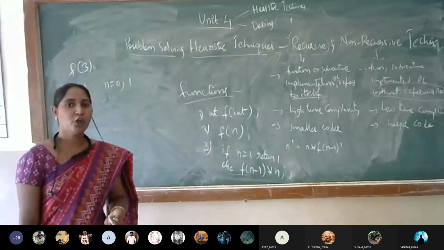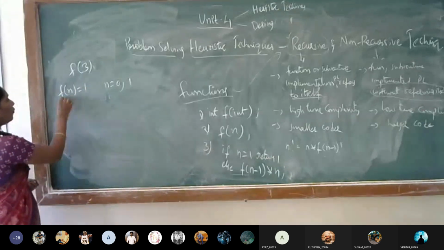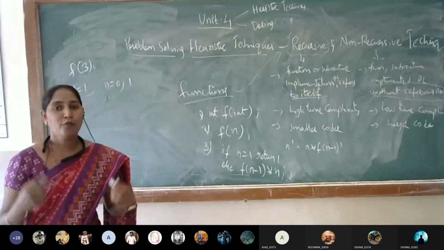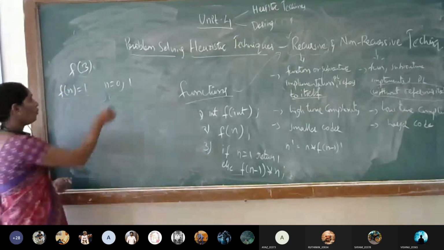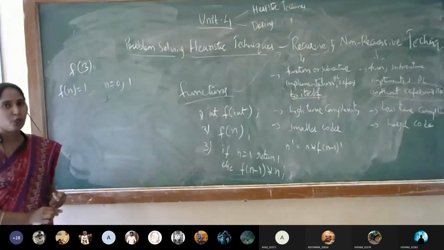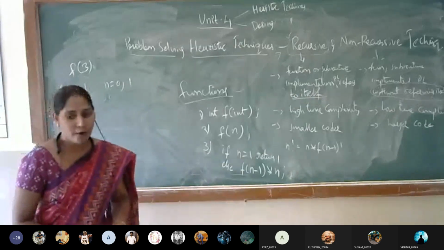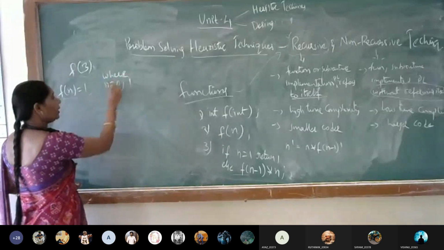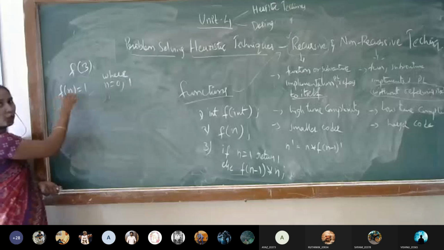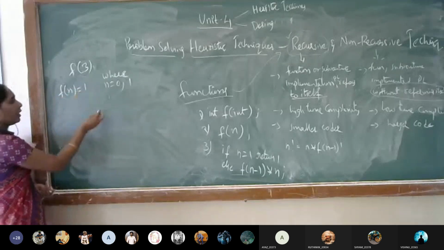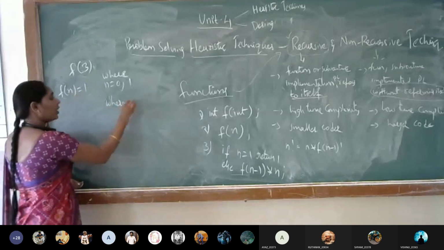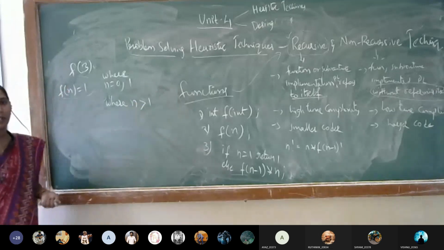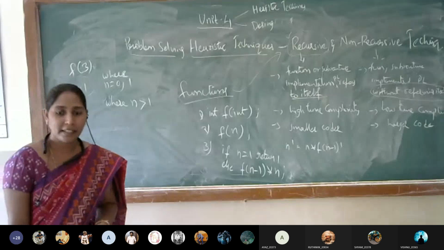When the n value is 0 or 1, the f of n, that means the factorial of n, will be equal to 1. If not, if n is neither 0 nor 1, then the n value is greater than 1. Where n is equal to 0 or 1, factorial of n is equal to 1, and where the n value is greater than 1.